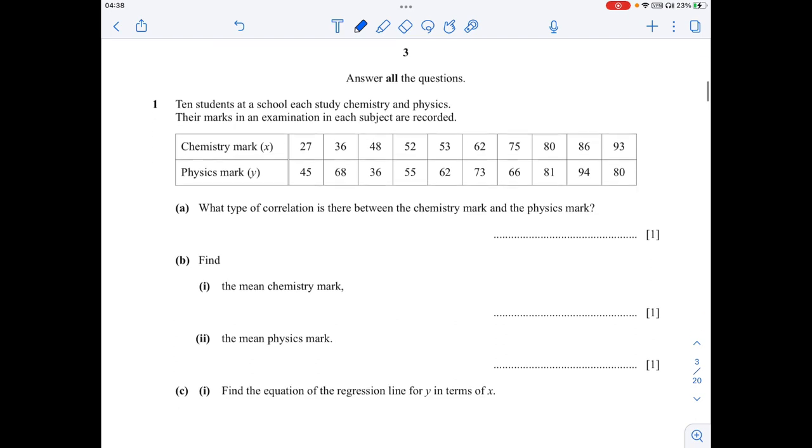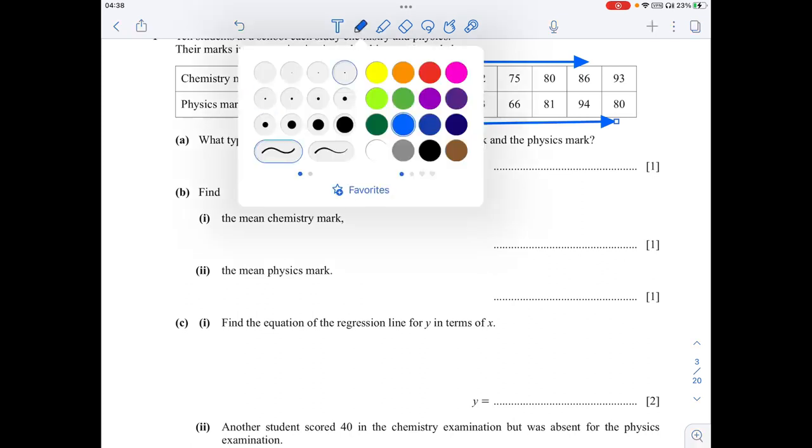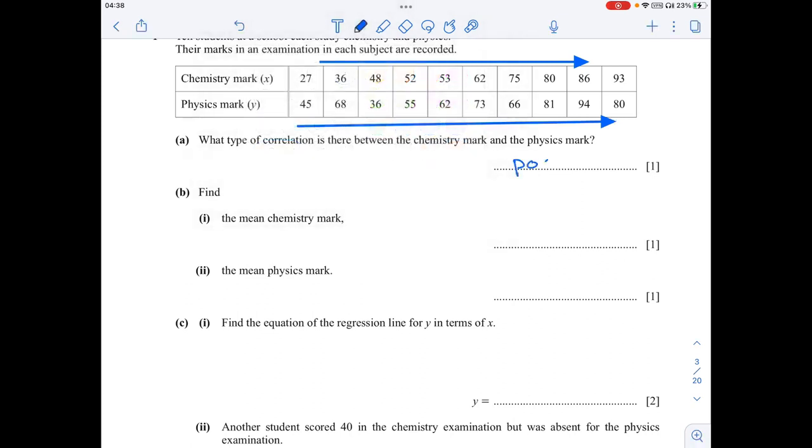So, coming to the first question, it is asked, what type of correlation is there between chemistry marks and physics marks? You can see that as the chemistry marks are increasing, the physics marks are also almost all increasing. They are on this increasing path. So we are going to write it as positive correlation. If both are increasing or both are decreasing, we are going to write it as positive correlation.